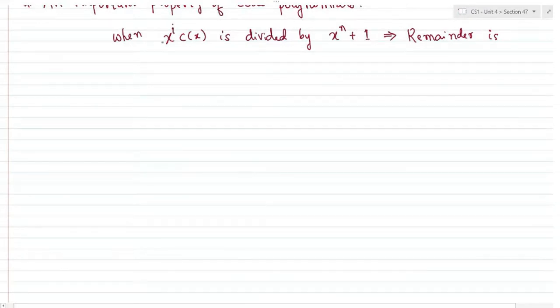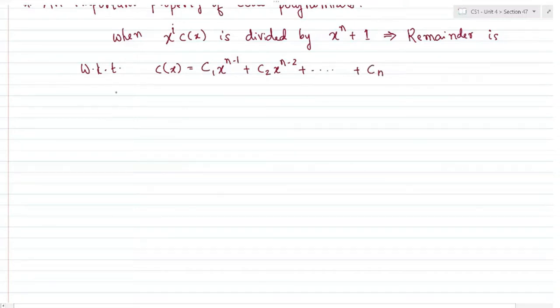Let me check what will happen if I try multiplying with x power i. We know that c of x is represented as c1 x^(n-1) + c2 x^(n-2) and up to cn. I multiply with x power i, so x^i c of x would give me... I'll try to multiply simply as x c of x, then I'll try to apply your induction rule.